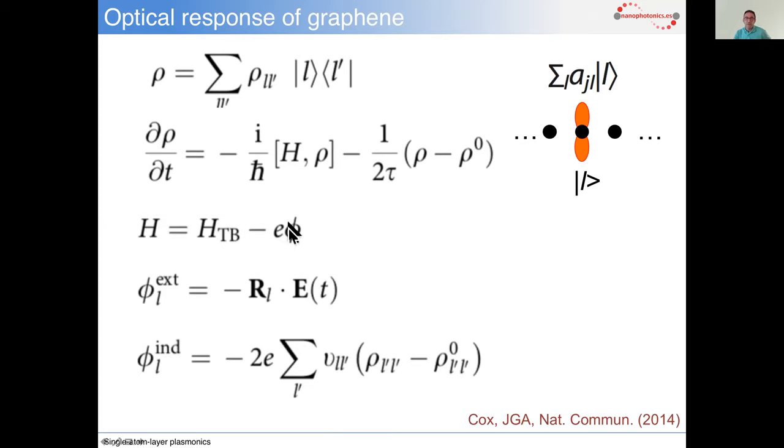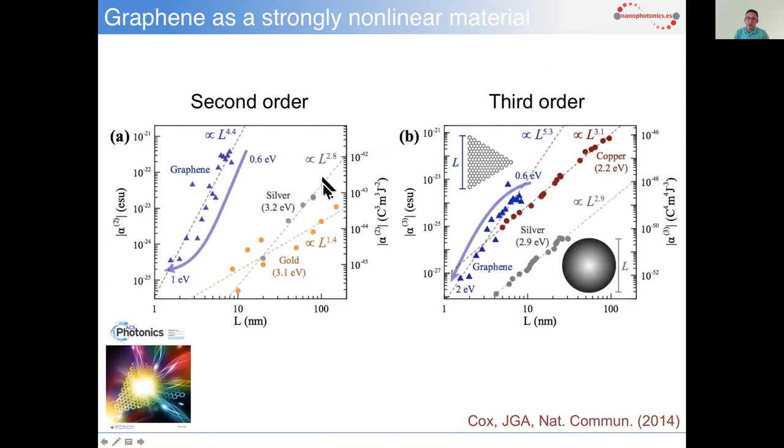And now you have a driving potential, which is the externally applied electric field, and some induced field. In the induced field, you have essentially the density matrix entering back again. So you have a nonlinear loop, yes? In the Hamiltonian, you have the density matrix and also the density matrix here. So these terms are quadratic in the density matrix, and that's why you have nonlinearity.